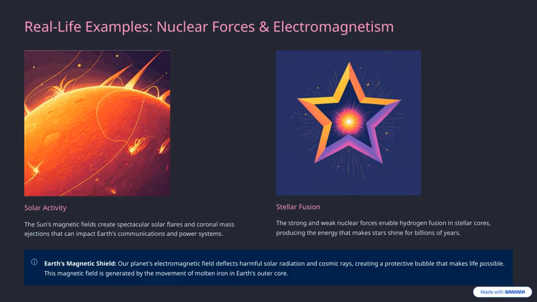Finally, let's consider Earth's magnetic shield. Our planet's magnetic field acts like a protective bubble, deflecting harmful solar radiation and cosmic rays. This magnetic field is generated by the movement of molten iron in Earth's outer core. Without this magnetic shield, life as we know it would be much more vulnerable to space weather hazards. These examples really highlight how electromagnetic and nuclear forces are integral to both the cosmos and our daily lives, tying back to the core theme of how fundamental forces shape our universe.